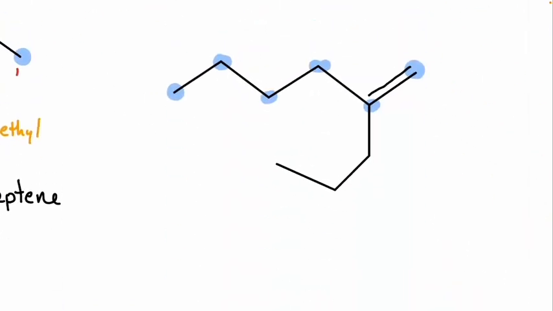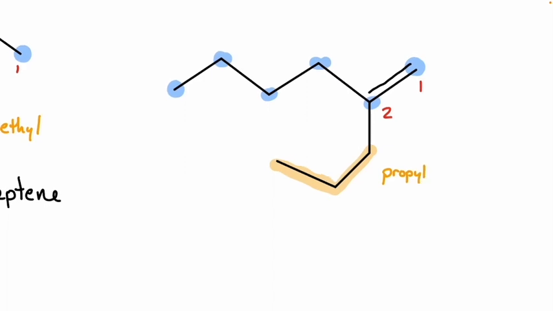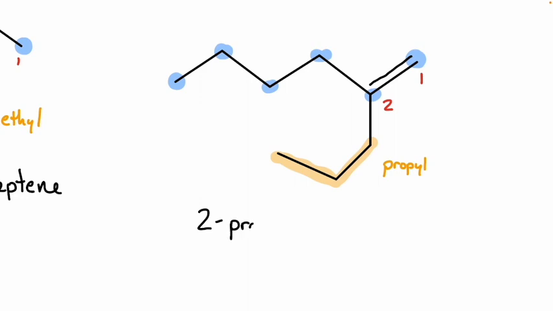So to finish that, everybody take a second and then finish this off here for me. What would be the name of this molecule here? So this would be 2-propyl 1-hexene.